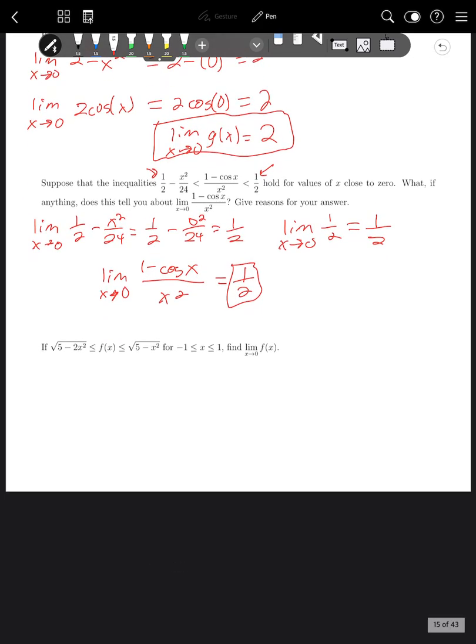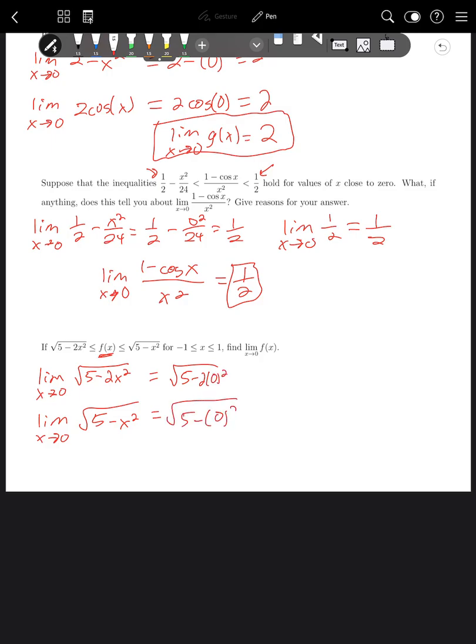Okay, same idea as this one for the first two. We know f of x is between these two functions. So if the limits of these two functions are the same at 0, that'll be the limit of f of x. So this would be the limit as x approaches 0 of 5 minus 2x squared, and the limit as x approaches 0 of the square root of 5 minus x squared. So that's the square root of 5 minus 2 times 0 squared, and the square root of 5 minus 0 squared. So that's the square root of 5 and the square root of 5. So the limit as x approaches 0 of f of x must equal the square root of 5.